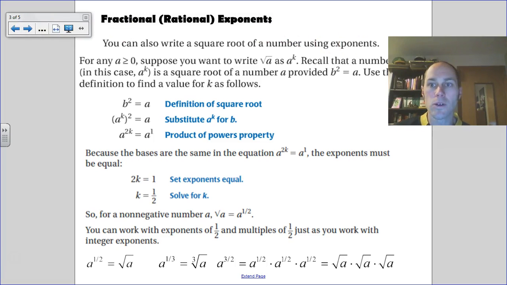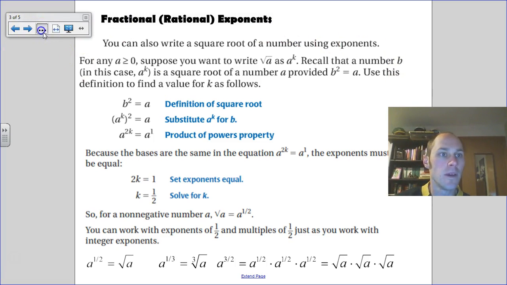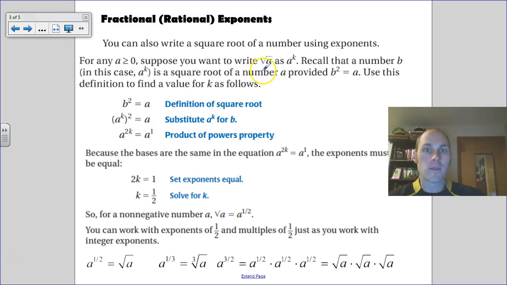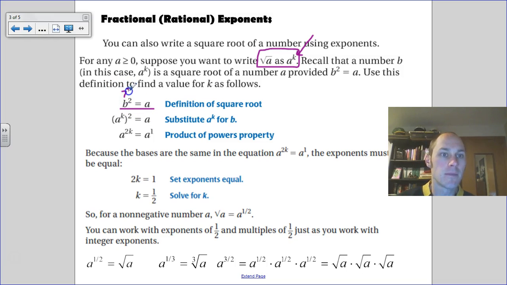So let's look at why this works. We all know that when you take the square root of a number, we write the square root of a. We want to write that as a to the k. We want to figure out which exponent we use when we take a square root. So by definition of square root, b squared equals a. b is the number that we get when we take the square root of a, because a number times itself gives us another number. So let's say that 7 squared is 49. Let's use that example.